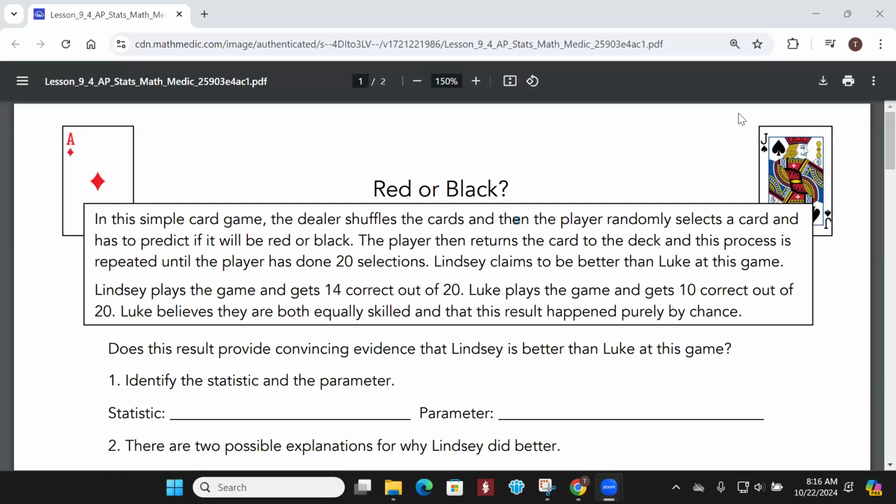Like I told you to play a card game, this is where it comes into play. In this simple card game, the dealer shuffles the cards, and the player randomly selects a card and has to predict if it'll be red or black. The player then returns the card to the deck, and this process is repeated until the player has done 20 selections. Lindsay claims to be better than Luke at this game. Lindsay plays the game and gets 14 correct out of the 20. Luke plays the game and gets 10 correct out of the 20. Luke believes that they are both equally skilled, that this result happened purely by chance.